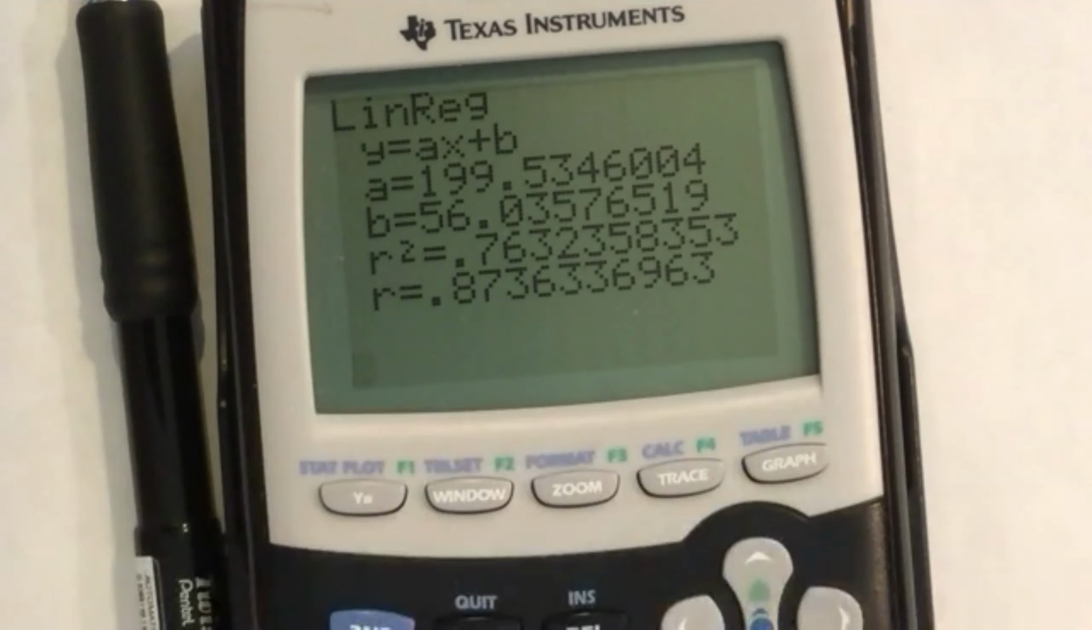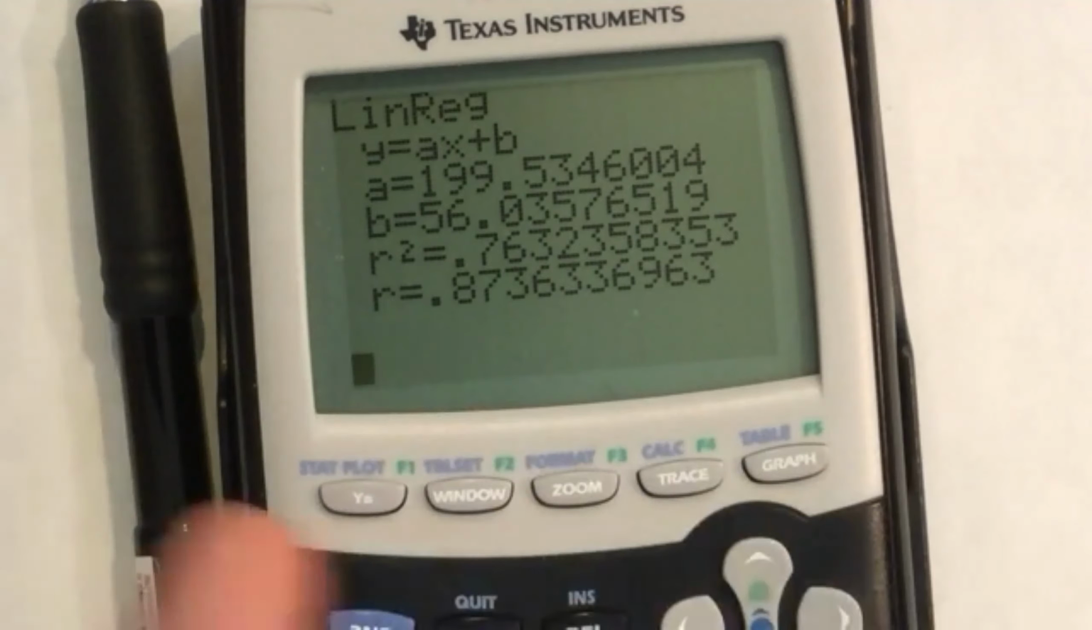You can read, we're going to talk about these next time, how well it fits, the correlation coefficient, and the coefficient of determination. We're going to talk about those some more. You can start to look at them this week. And now all we got to do is put our line on there.